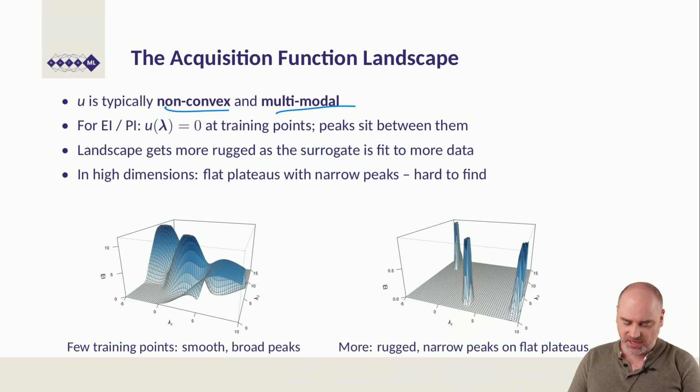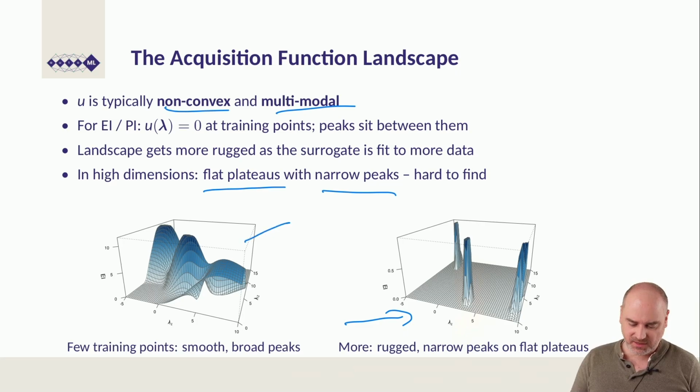Especially in high dimensions, you get structures with very flat plateaus with narrow peaks between them. Sometimes these functions are called hedgehog functions. You have these very, very small peaks on very flat plateaus, and optimizing something like that is not easy. At the very least, this is multimodal. So just running local optimization once is usually not a good idea.